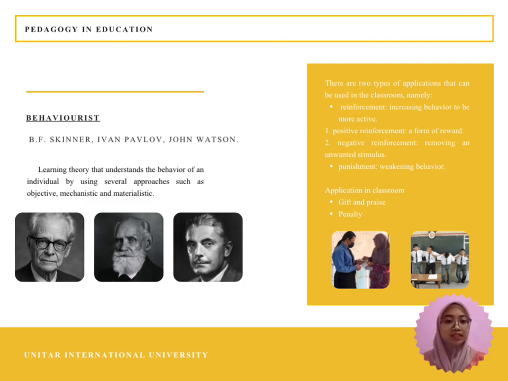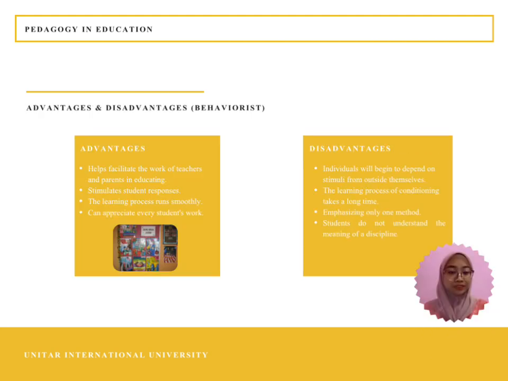For example, a teacher gives a reward or a praise for a student who completes their task or their homework. The second one is punishment, which means a penalty for the student. For example, who doesn't complete their homework will get an extra homework for the next day or for the next task. So this theory gives an advantage to students and teachers.